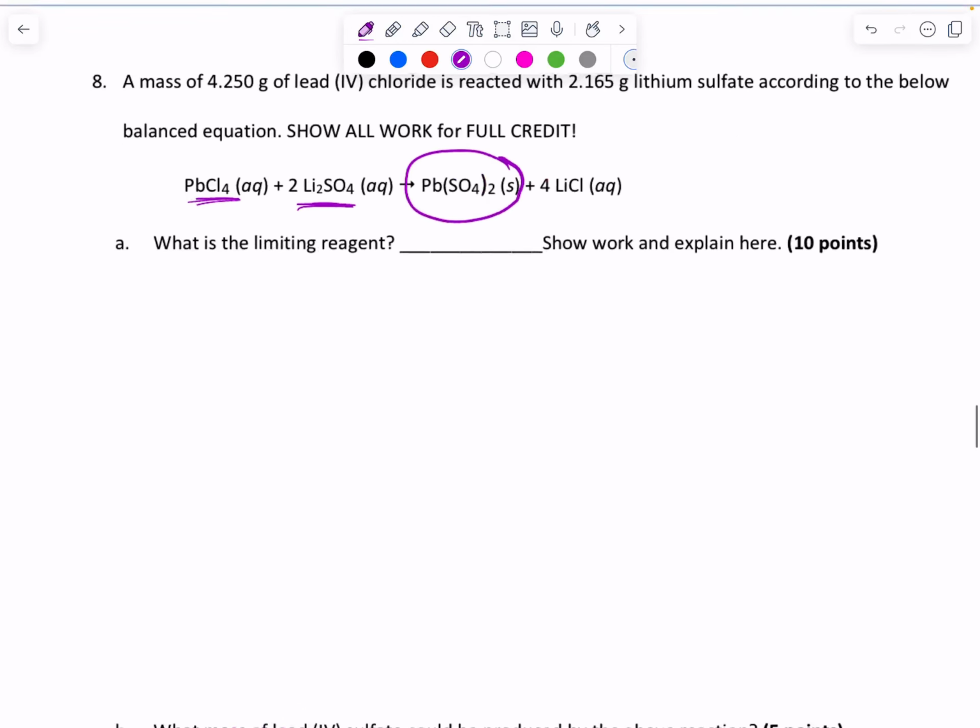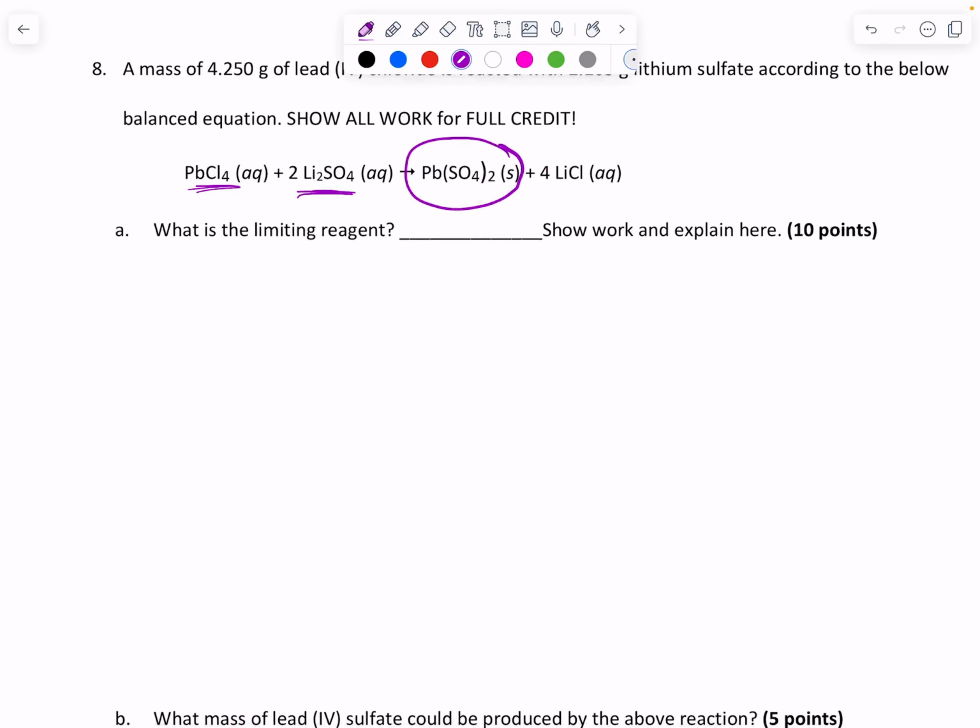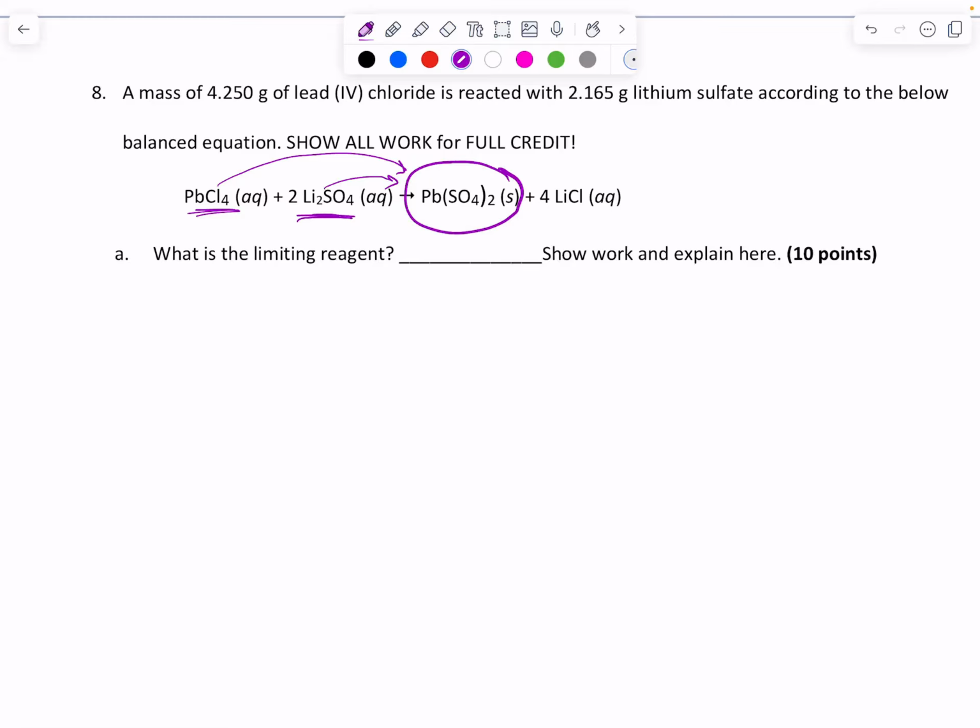So my strategy while working this problem is I'm going to turn both of these into this one. And I can stop at moles. And then for my last final part B, I can turn it into grams. So I'm going to convert from grams to moles to moles, and see which one is smaller. Okay. So what do we have? 4.250 grams of my lead 4 chloride, which is PbCl4. And then I also have 2.165 grams of my lithium sulfate.